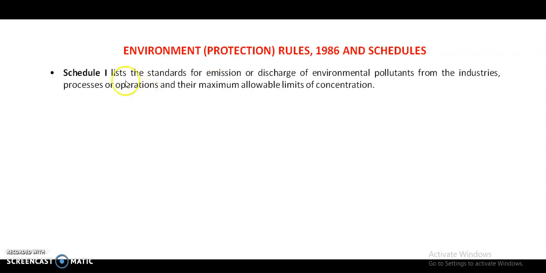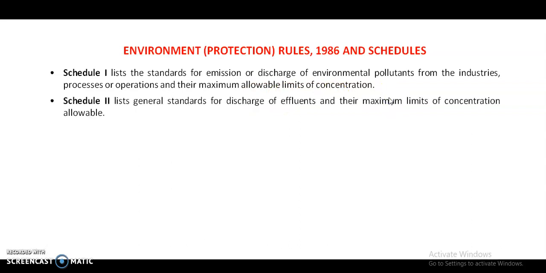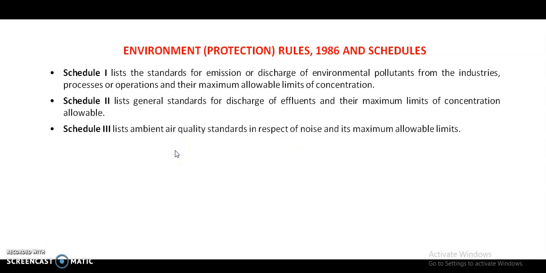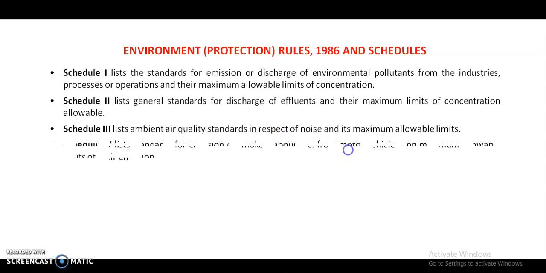Now, Environment Protection Rules 1986 and its schedules. Schedule 1 includes the standards of emission and discharge of environmental pollutants from industries, processes or operations and their maximum allowable limits of concentration. Schedule 2 covers general standards for discharge of effluent and their maximum limits of concentration allowable. Schedule 3 lists ambient air quality standards in respect of noise and its maximum allowable limits.